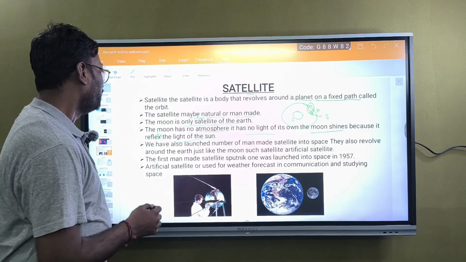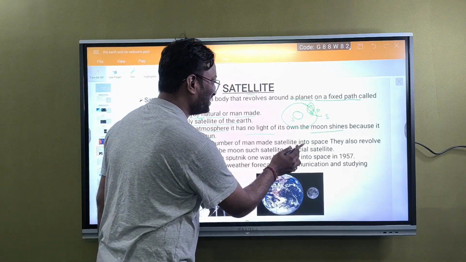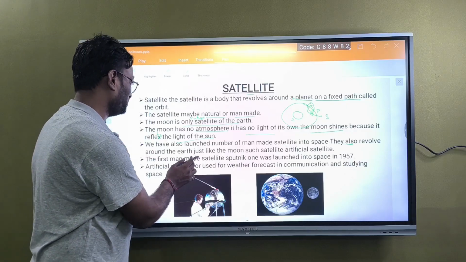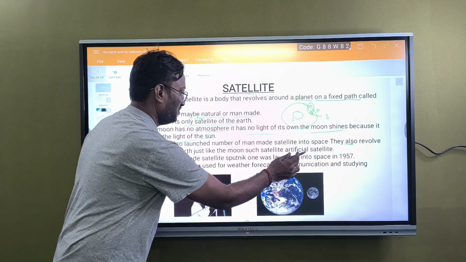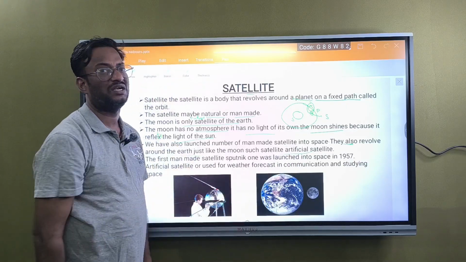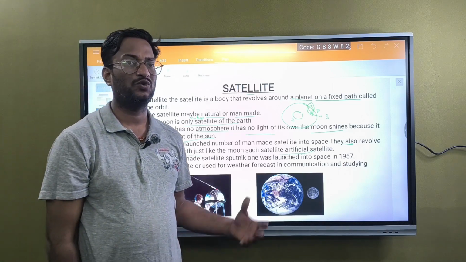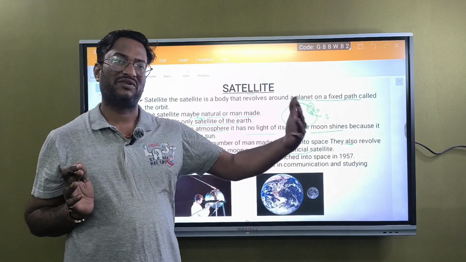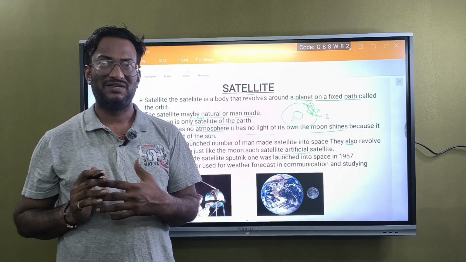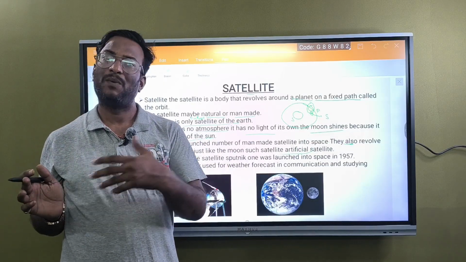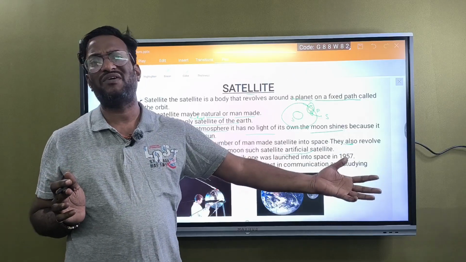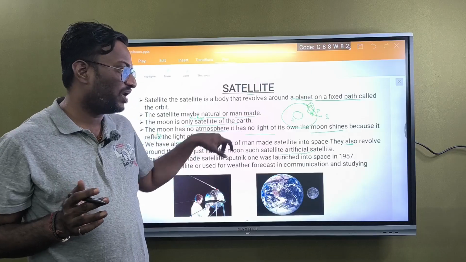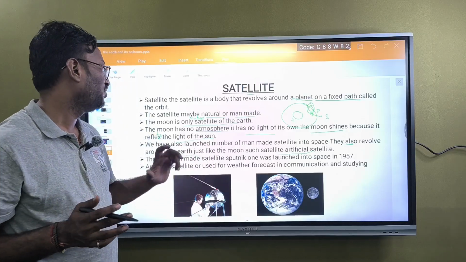We have also launched a number of man-made satellites into space. They also revolve around the Earth just like the Moon. Such satellites are called artificial satellites. I already told you satellites are of two types: natural satellite and artificial satellite. For our Earth, the natural satellite is the Moon, and there are a large number of artificial satellites sent through rockets, and they also revolve around the Earth like the Moon.